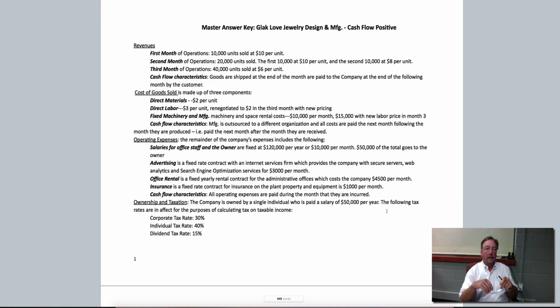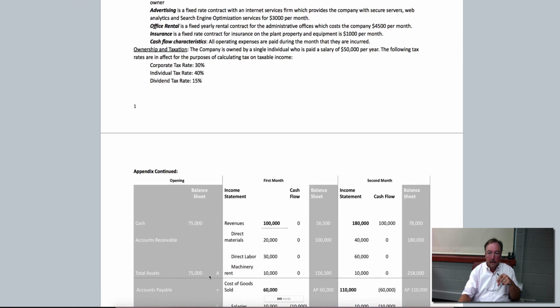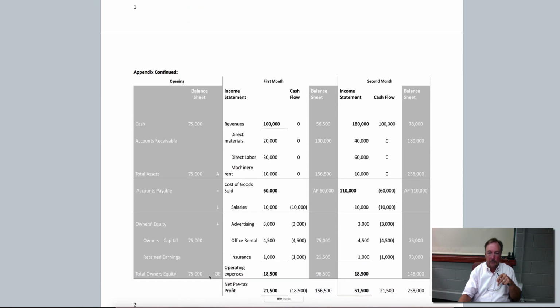Okay. What I have here in front of you is the answer key that incorporates the change in the vendor payments. And as you can tell, we are now building cash flow. Starting with 75,000, we went down, but we're starting to, with our profits, recapture our cash flow.